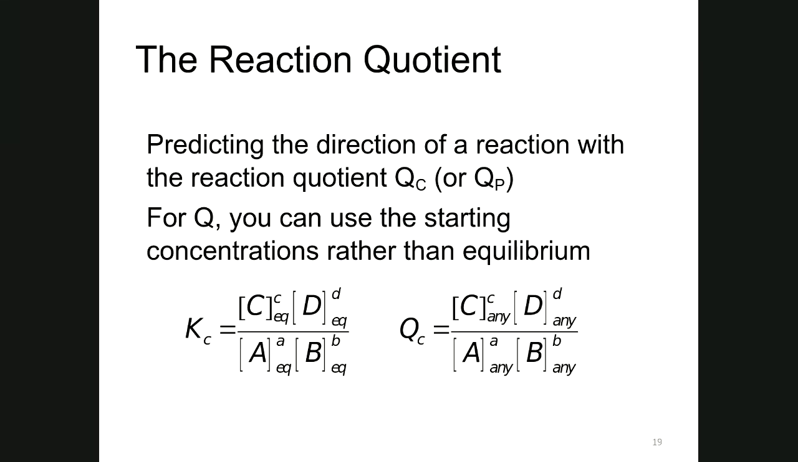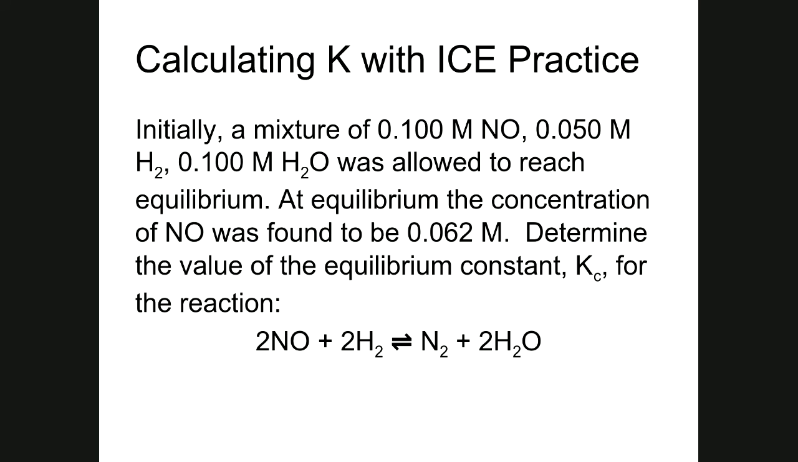Oops, wrong slide. So let's look at this problem where we are mixing some nitrogen monoxide and some hydrogen, and we're starting with some water. That's okay. Water is a product, but it's possible for us to start with product as well. So let's point out the important information that we have. We have a starting concentration, because it says initially, of NO, a starting of hydrogen, and a starting of water.